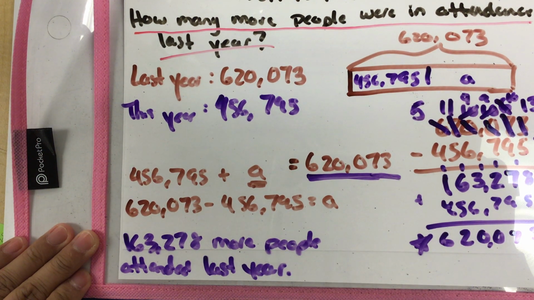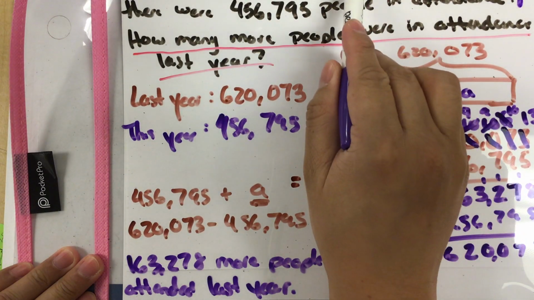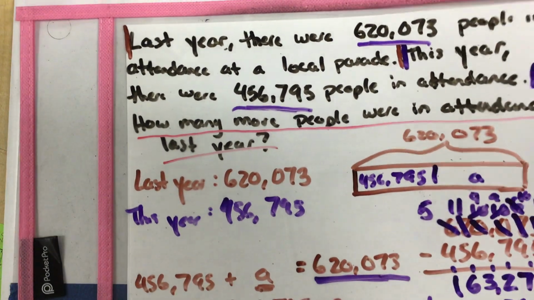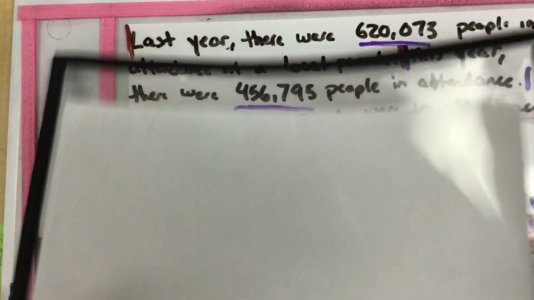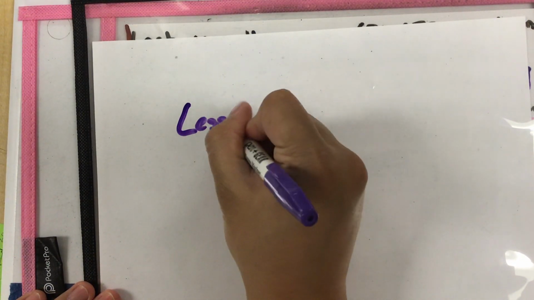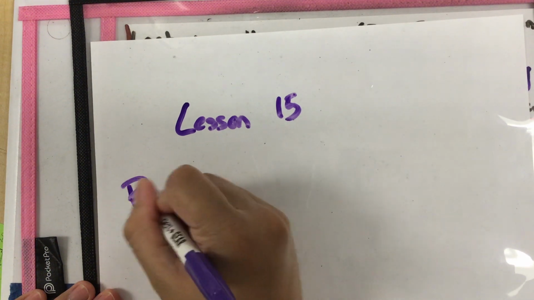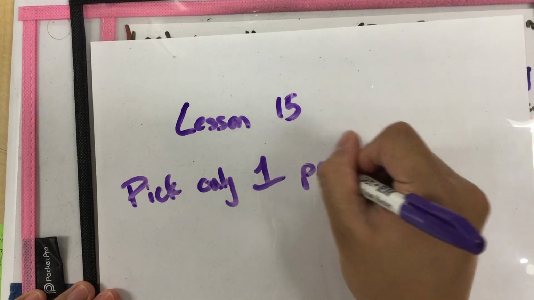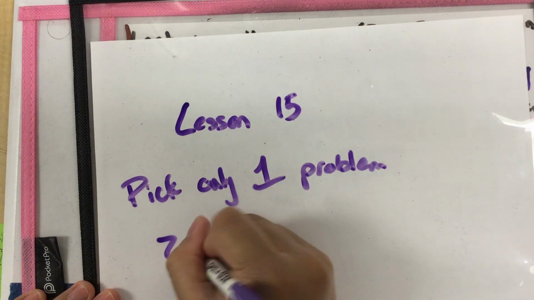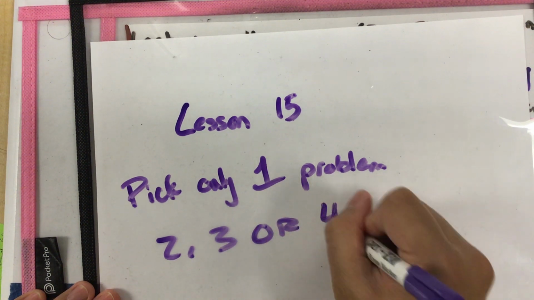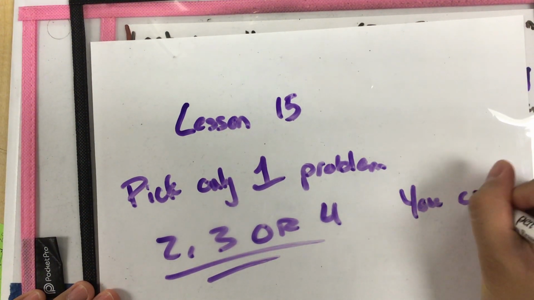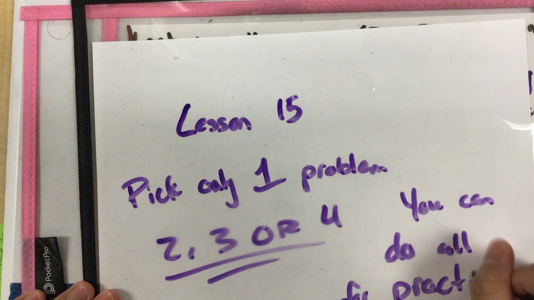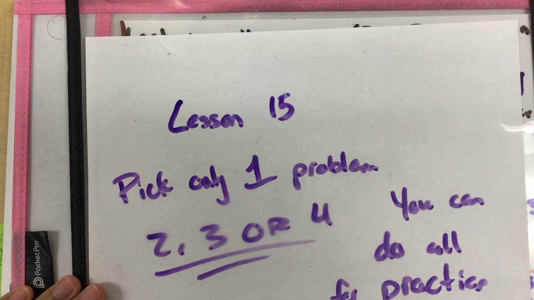Okay? And that's it. Remember, we're looking for the information in our text to give us the numbers we need to work with, okay? All right. So now what you're going to do, you're going to be looking at lesson 15 again, and you're going to pick only one problem. And you're going to choose between 2, 3, or 4. Okay? You can do all for practice. All right? Good luck.